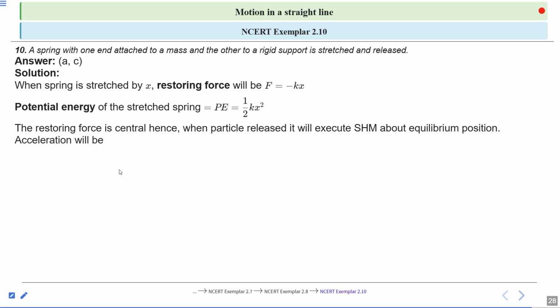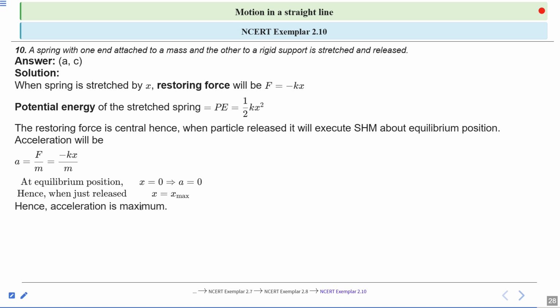So acceleration will be a equal to F by m, equal to minus kx divided by m. You know F is equal to ma. So from F equal to ma, a becomes F by m, and F is also equal to minus kx. When we equate both, a becomes minus kx divided by m. At equilibrium position, x is equal to 0 and acceleration is 0. Hence, when just released, x is at its maximum, and hence acceleration is maximum.